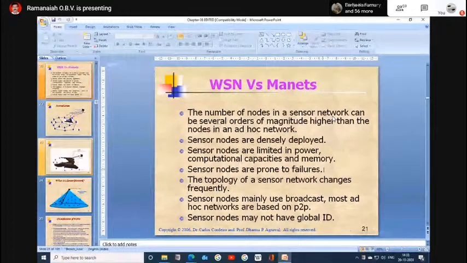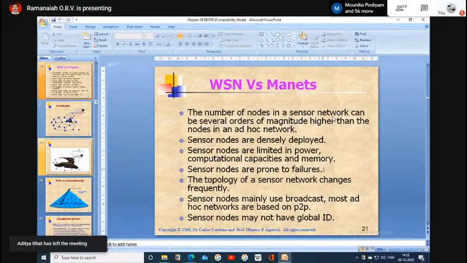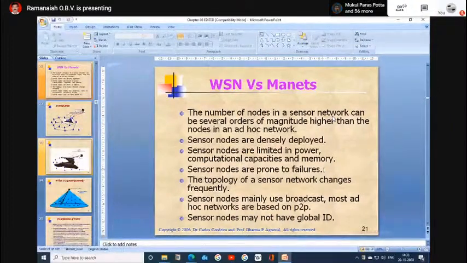Then, sensor nodes mainly use broadcasts. Most ad hoc networks are based on peer-to-peer, not point-to-point. They are peer-to-peer, P2P networks. Sensor nodes mainly use broadcasts. You should understand this point clearly. When a sensor network is forming, what is the medium that is used? It is the air, and that medium is shared. Please remember, we don't have that many channels. There is one channel that is being shared by all the nodes.